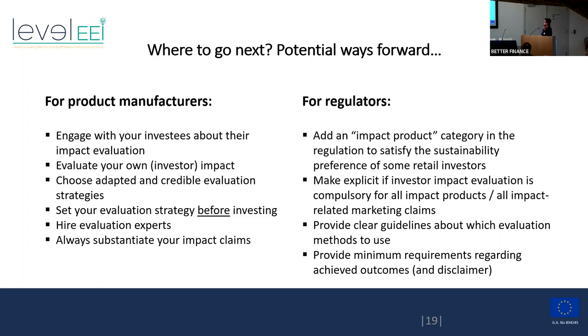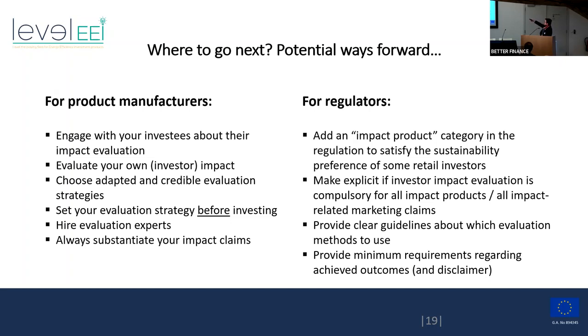For regulators, there are many pending questions. Perhaps it would be fruitful to add an impact product category within the regulation to match the clear preferences of a group of investors. In our 2DI surveys, we observed that about 40% of retail investors are more or less interested in having impacts. And between 15 and 20% want impacts as their first preference, over financial return and over aligning with their personal preference. It's about having real impacts.